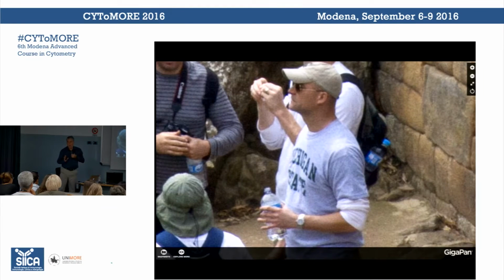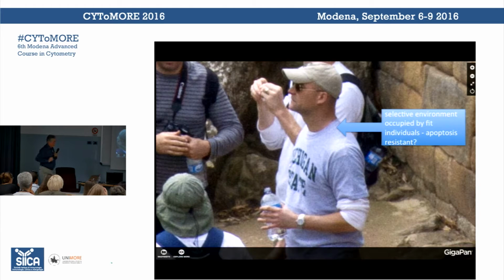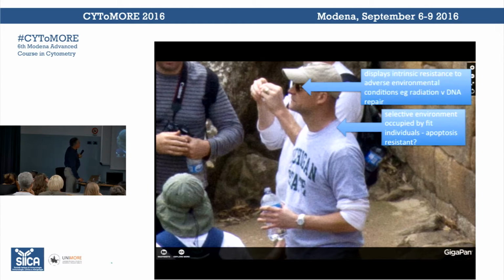If we go really close in, you'll see this XY cell. Obviously looks pretty fit to me, although, you know, I don't take notice of that too much. The selective environment has obviously enabled this cell here to, how should we say, be very fit for its environment. Almost certainly apoptosis resistant. It displays resistance to adverse environmental conditions, not least radiation. There's the radiation protection there, almost certainly because of changes in DNA damage sensing and also repair capacity.